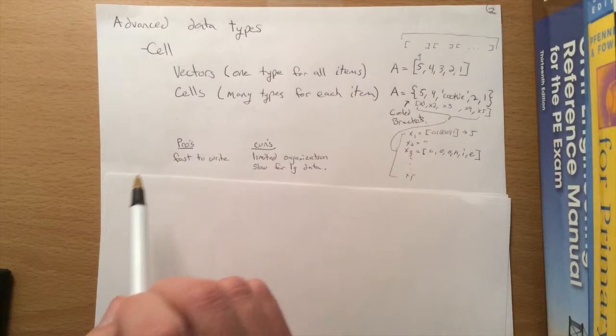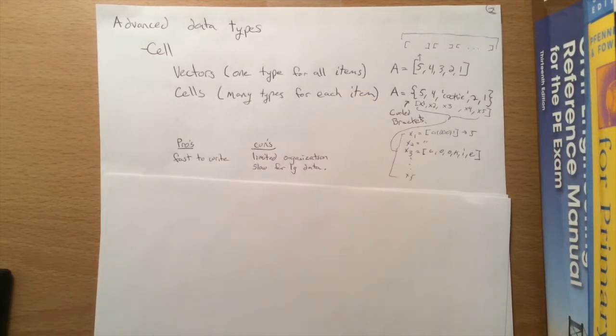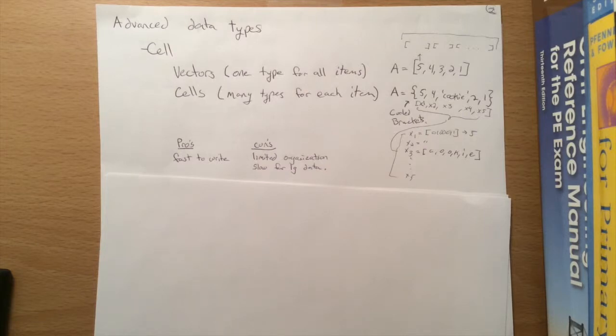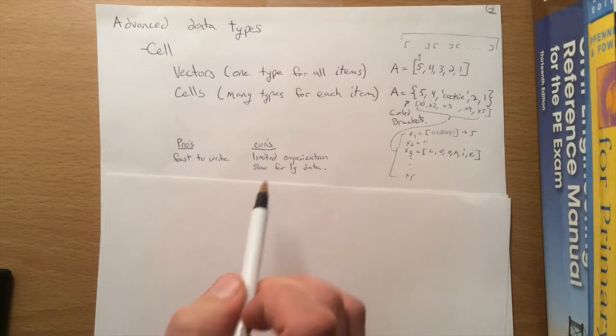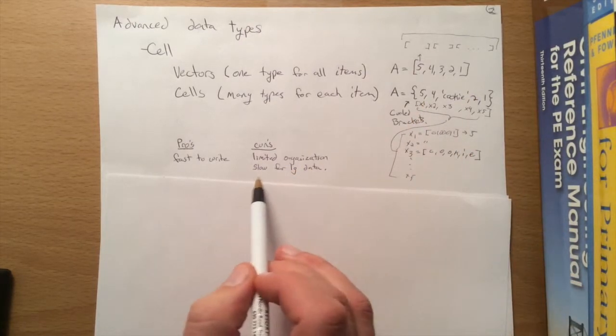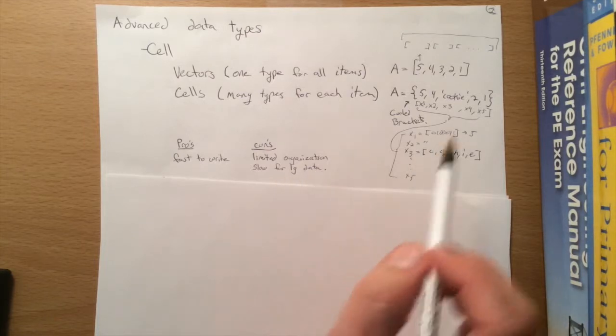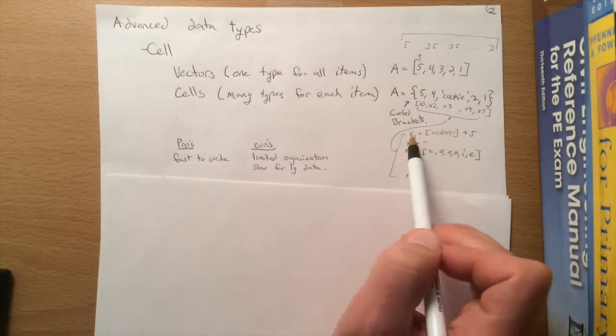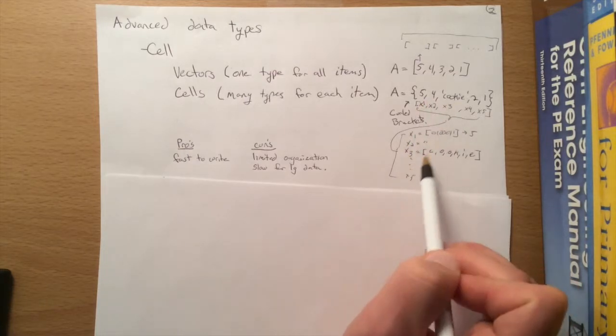So the pros and cons to think about when you're looking at cell arrays is that they're very fast to write, and they're great for testing code. On the negative side, they tend to have limited organization. You're still limited to rows and columns. And for large data arrays, they can be slow because it's keeping track of almost 2 arrays. It's keeping track of an array of where to look for each one of these items.